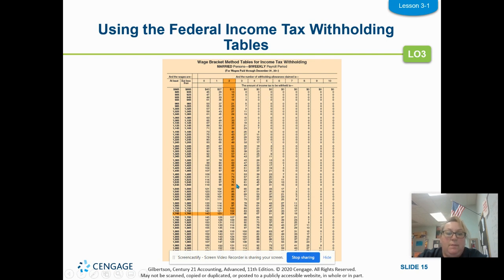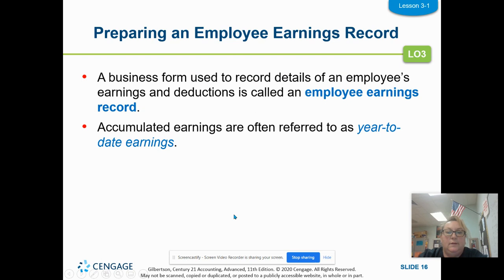This one, they showed you a married person, and it looks like married with 2 allowances, somewhere in there, they were going to have to pay $104. And so we want to make sure that the employee record shows the employee earnings.